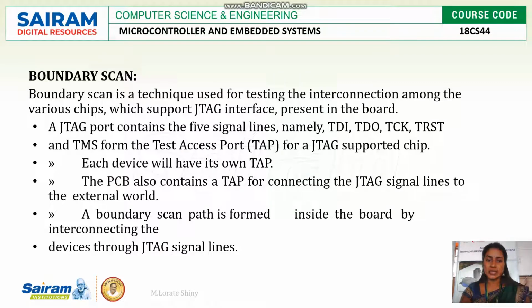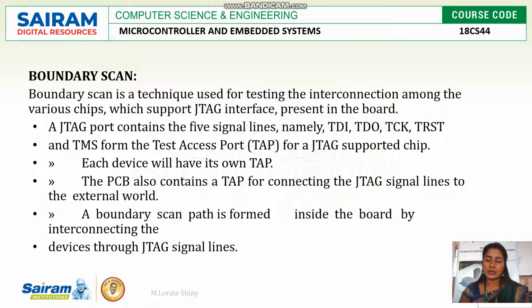Boundary scan is a technique used to test the interconnection among the various chips, which supports the JTAG interface present in the board. In JTAG there are 5 signals, namely TDI, TDO, TCK, TRST and TMS. TDI is test data input, then test data output, test clock, test reset, and test mode select. All these form the TAP, test access port, for a JTAG supported chip. Every device on the board will have this TAP, test access port.